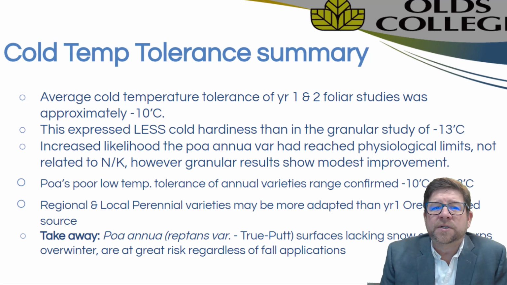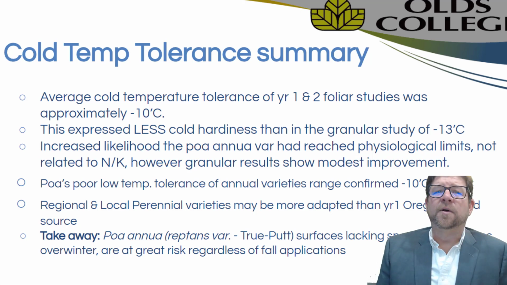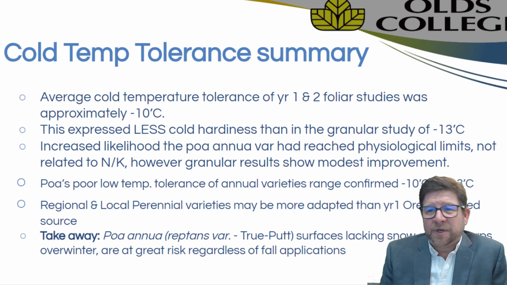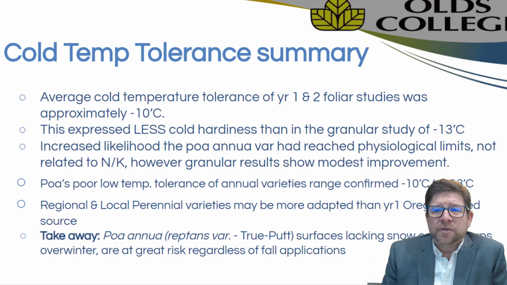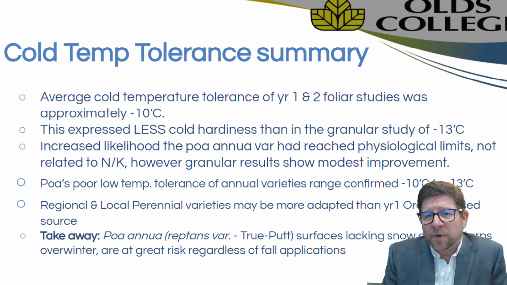So with POA's poor low temperature tolerance of the annual varieties, it ranged from about -10 to -13. And as I mentioned before, regional and local perennial varieties might be more adapted to our colder temperatures than that first-year Oregon-based source. So essentially here at the end of the day, the takeaway is if you're trying to grow POA, you've got to balance N and K to 1 to 1/2 or 1 to 1.